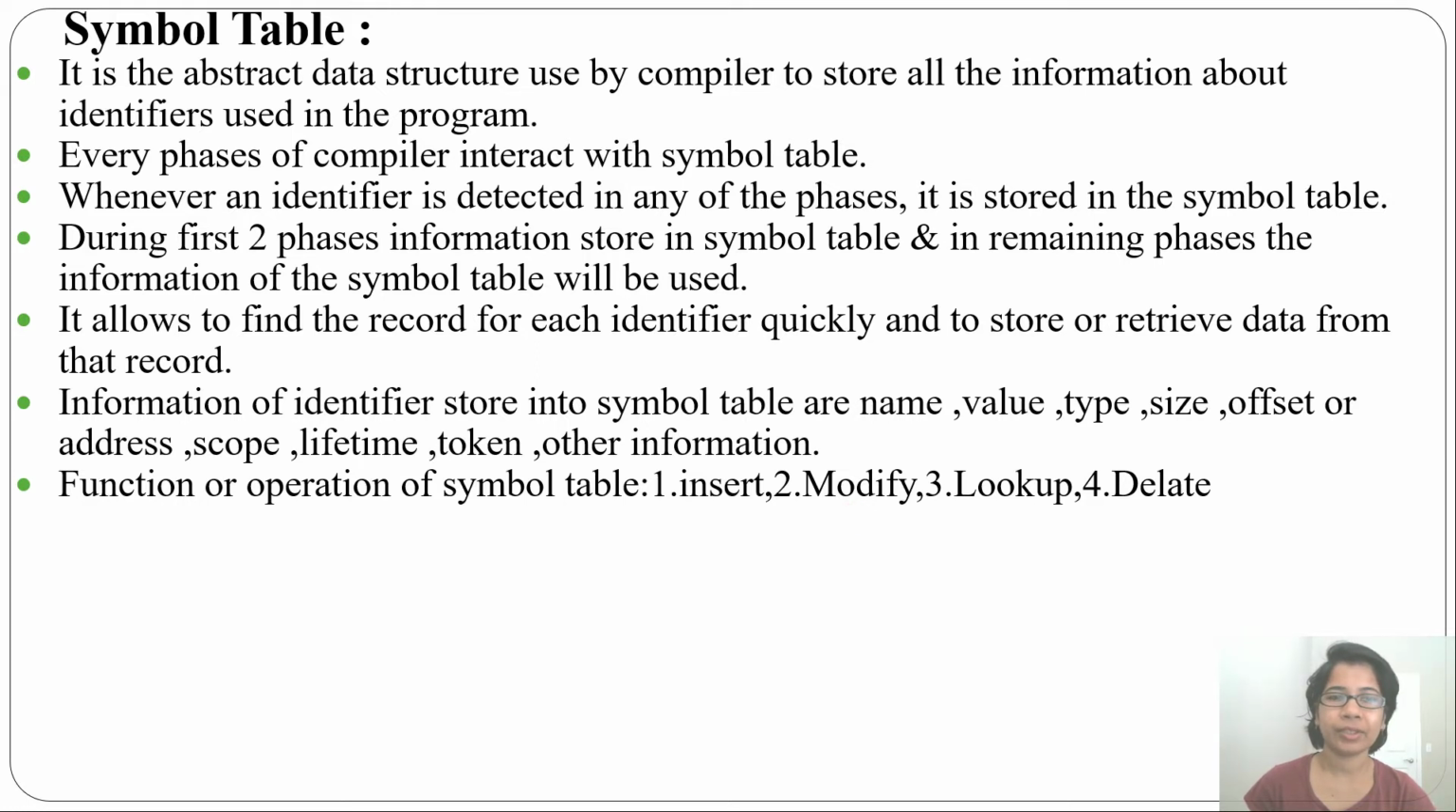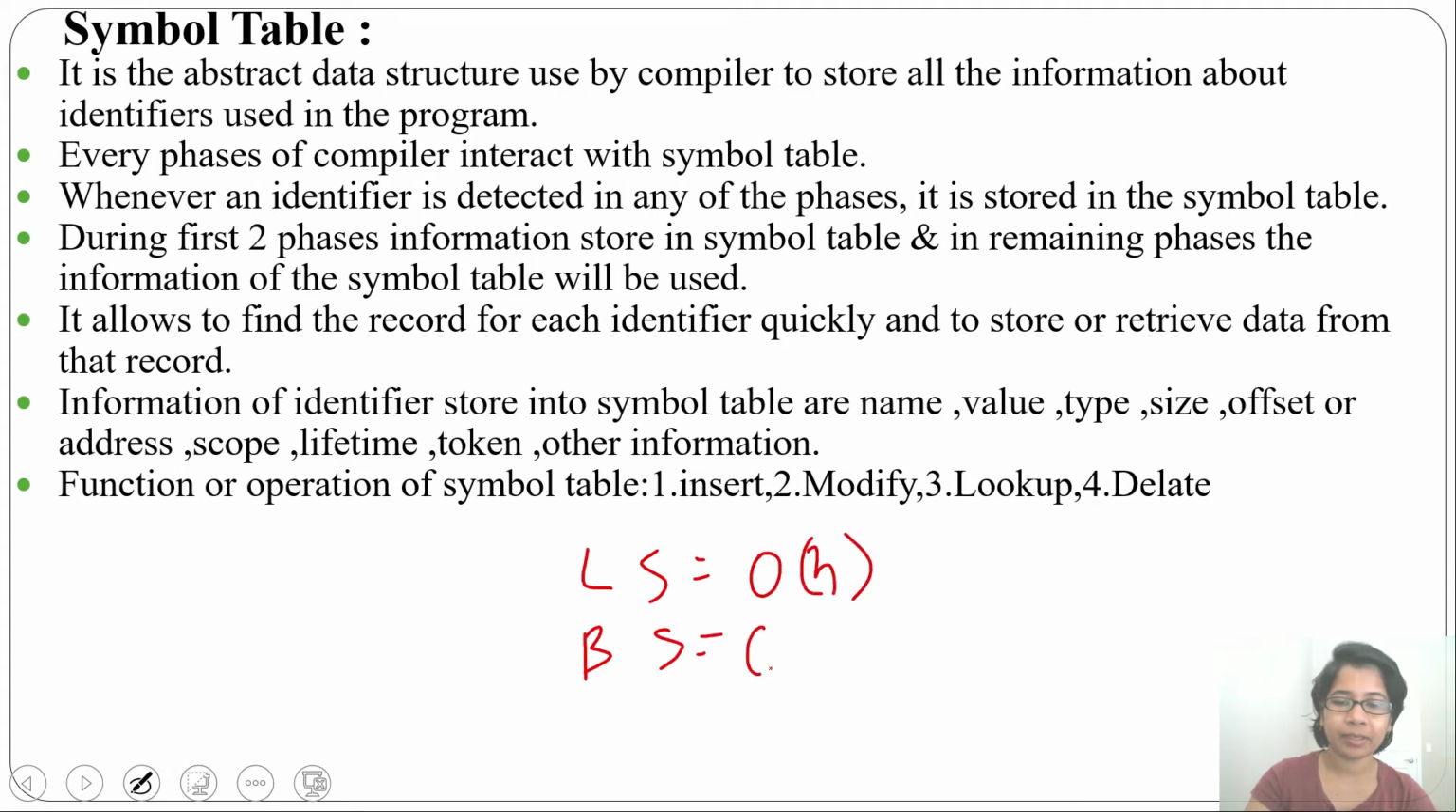So you can insert, modify, search or delete on the symbol table. Which data structure is used for storing and retrieving information? In case of linear search, running time is order of n. In case of binary search, running time is order of log n. And in case of hash function, running time is order of 1. So the lowest running time for searching is hashing.